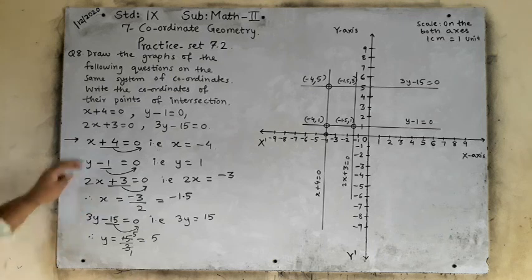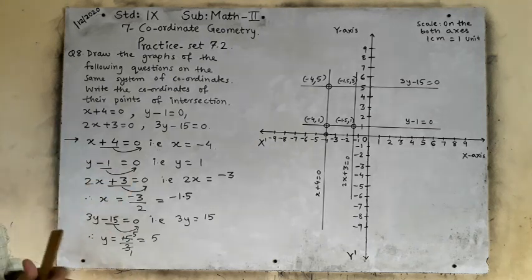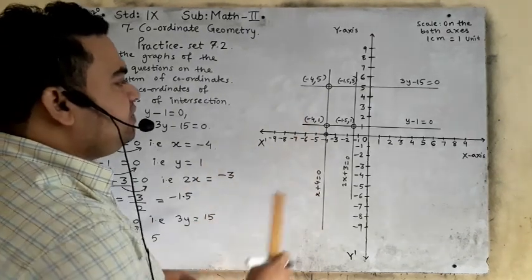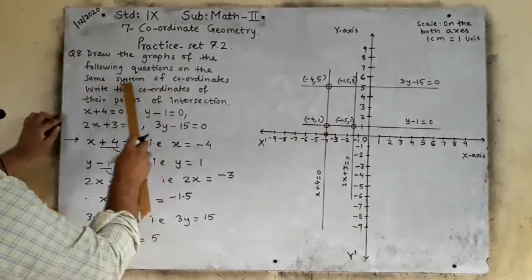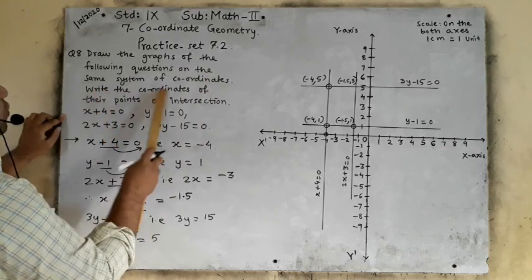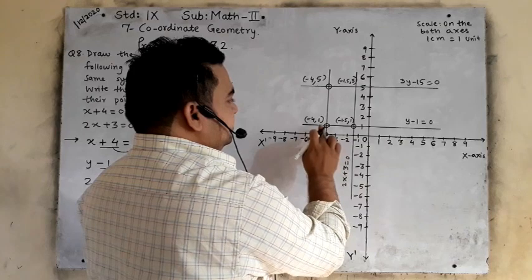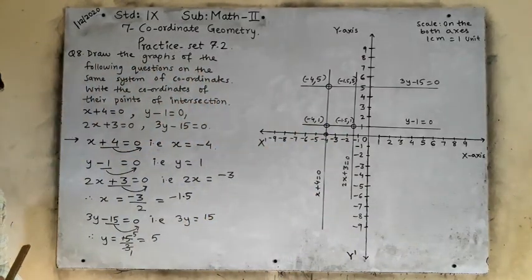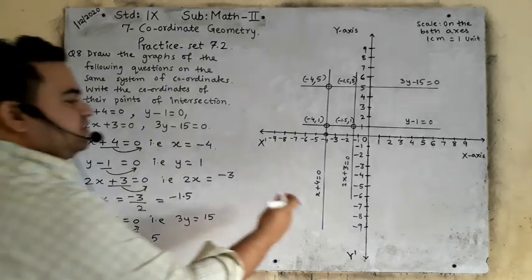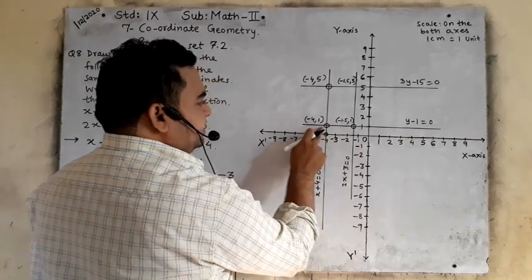I hope you understood. First we will solve the equations, as we have seen earlier how to solve the equations. Then we will plot the lines and write the coordinates of intersection. See here, same system of coordinates, write the coordinates of their points of intersection. These lines intersected each other, so we have written their point of intersection. I hope you understood. It is very much easy. See, first this line we will draw, second this line we will draw. Okay, they intersected each other here.